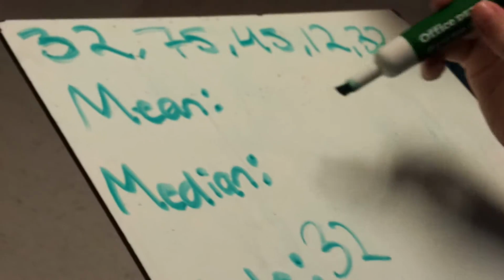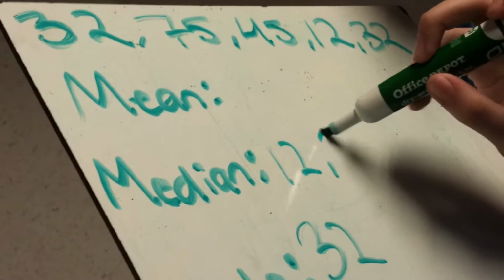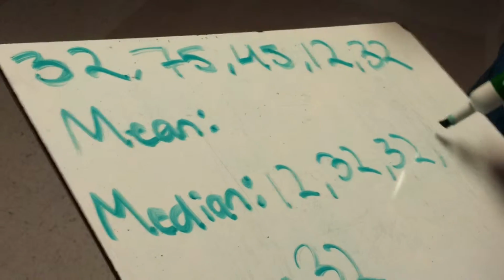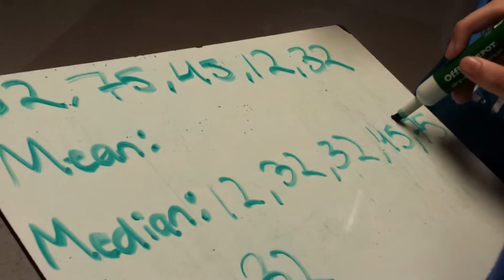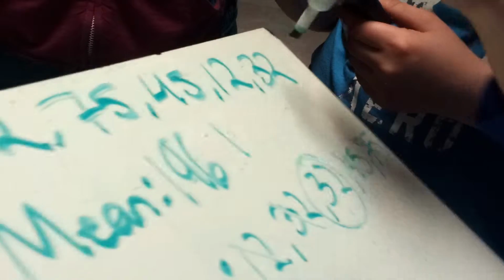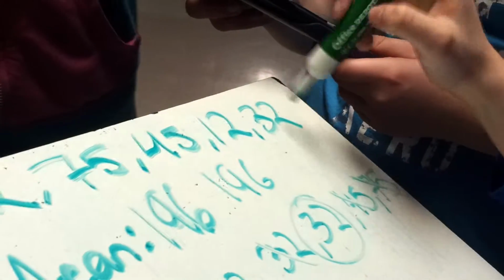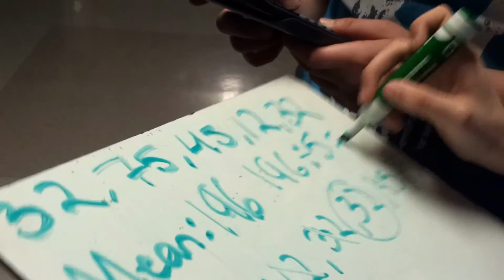Mode is 32 because it's two times. And median, you put them in numerical order. And you cross this one, and this one, and in the middle it's 32. And the mean, you add all of them up and it will equal 196. 196 divided by all of them here. How many are there? 5. Divided by 5 equals 39.2. And it's done.